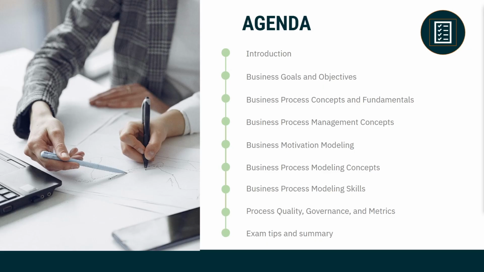First, we will delve into business goals and objectives, exploring how they drive process design and improvement. Understanding this functional element is crucial for aligning business processes with strategy direction.